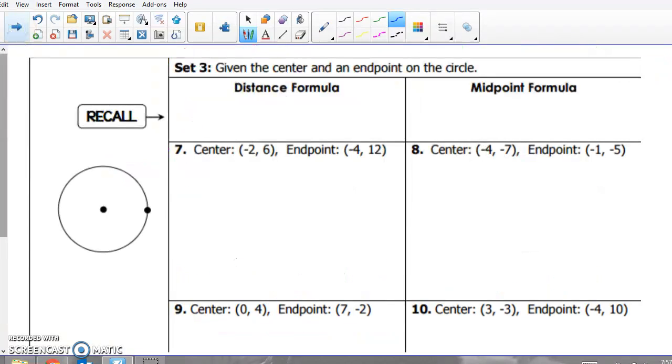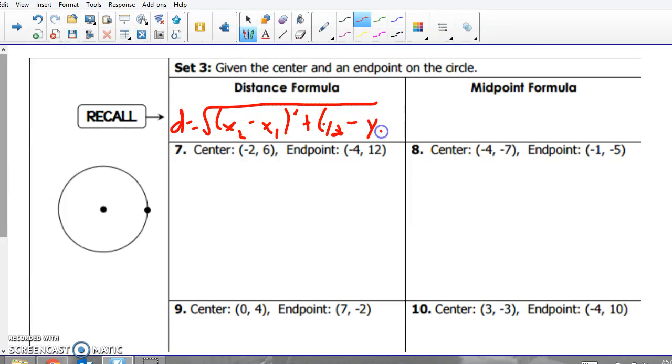Okay, now we're going to talk about what happens if we're not given the radius. We have to find the radius. So there are two formulas that we have to use to be able to do this. The distance formula is the first one. And let's recall that. That's d equals the square root of x sub 2 minus x sub 1 squared plus y2 minus y1 squared. Okay, so there it is.